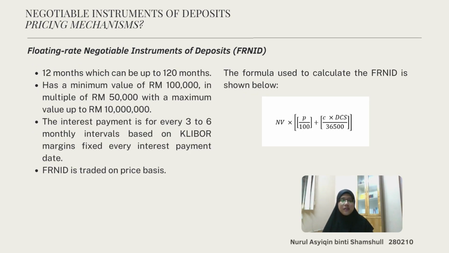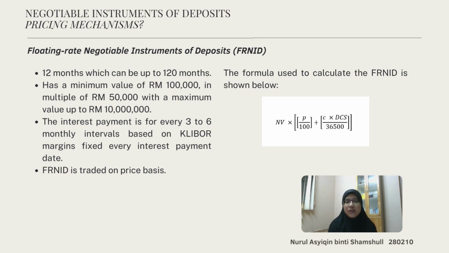The last category of NID is the floating rate negotiable instrument of deposit, FRNID. Tenor for FRNID must be at least 12 months, which can be up to 120 months. FRNID has a minimum value of 100,000 ringgit in multiples of 50,000 ringgit with a maximum value up to 10 million ringgit. The interest payment is for every 3 to 6 monthly interval based on LIBOR plus or minus margins, fixed every interest payment date. FRNID is traded on price basis.